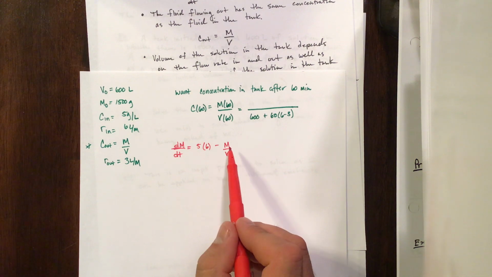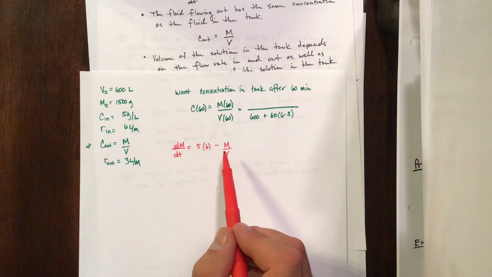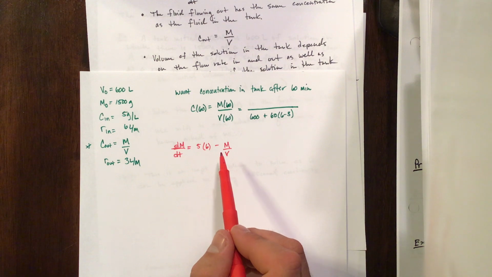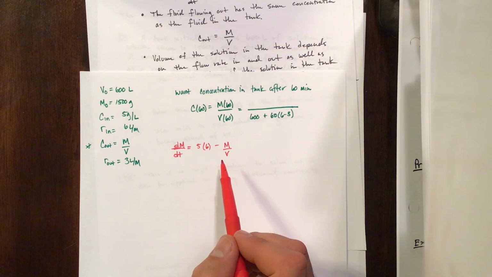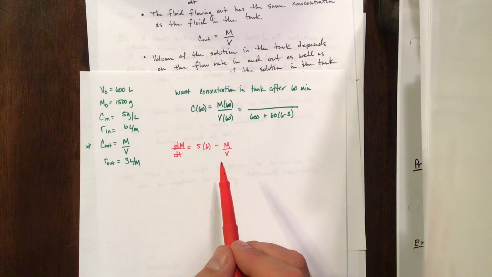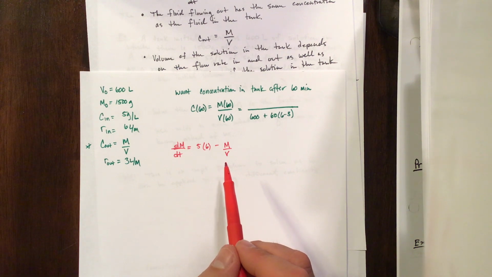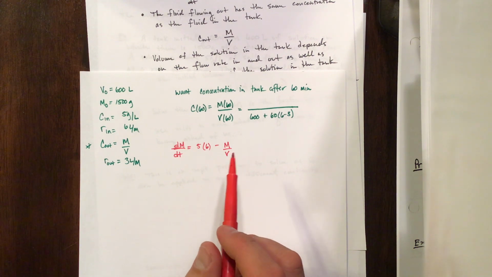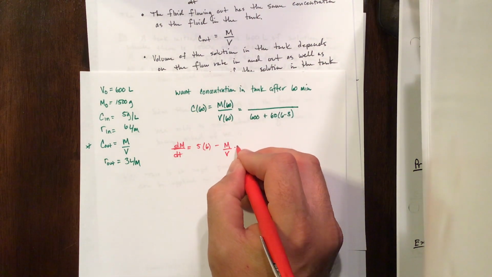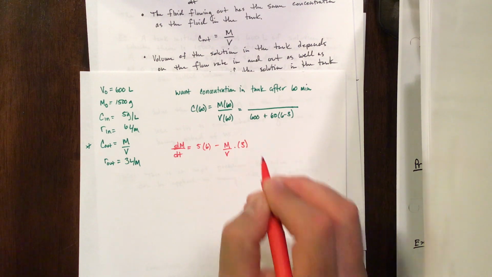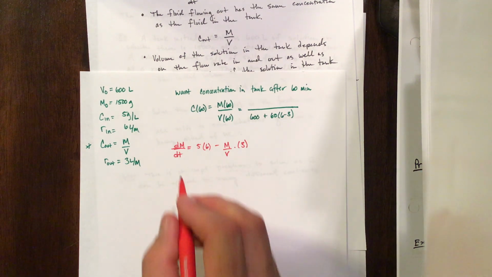Because as time changes, the mass of salt in the tank will change, and the volume of solution in the tank will change as well. There's no guarantee that the concentration presently in the tank is just as salty as the solution flowing into the tank. So we get M over V times R out. What's R out? In this case, it's 3. Okay, and there's our differential equation.